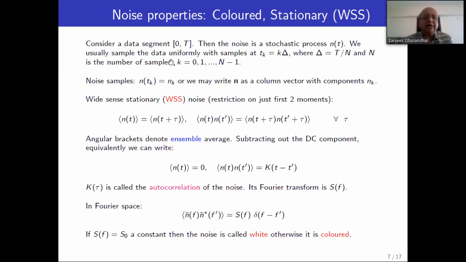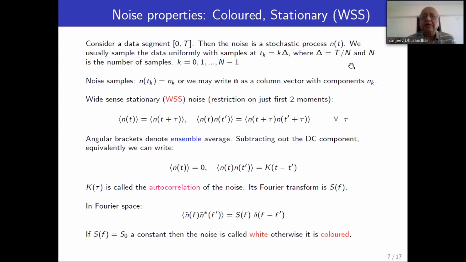We usually sample the data uniformly, except in certain other cases. But in the case of the binary, for example, we do it usually uniformly. The samples are at T_k equal to k times delta, where delta is a fixed time interval, which is T divided by N, where T is the total length of the data train. Just to give you an idea of the numbers, if you take a signal here, like 100 seconds or something like that, or a few minutes, then your T can be something like 10 minutes or 8 minutes, or a few hundred seconds if your signals are going to be shorter.